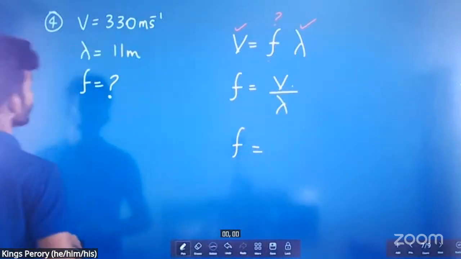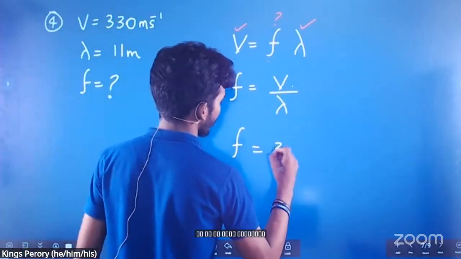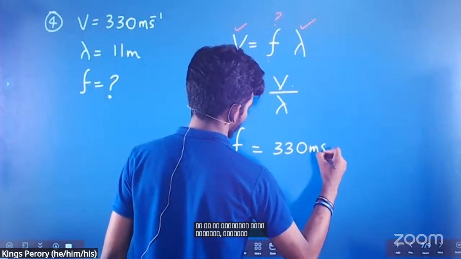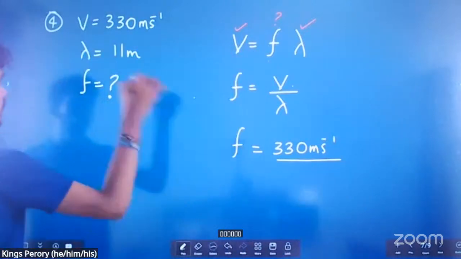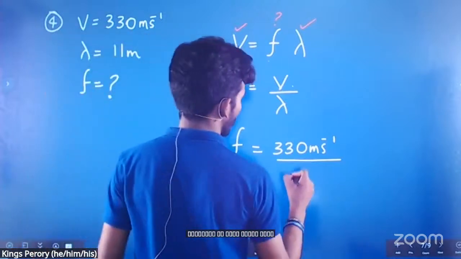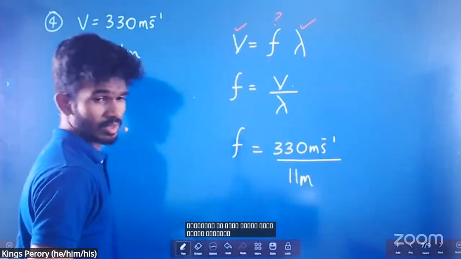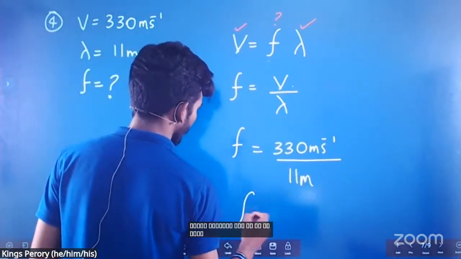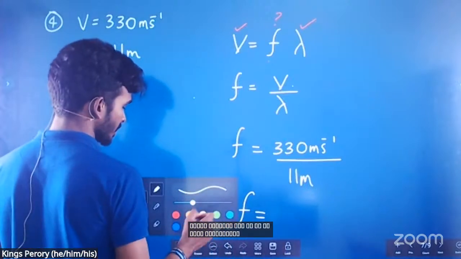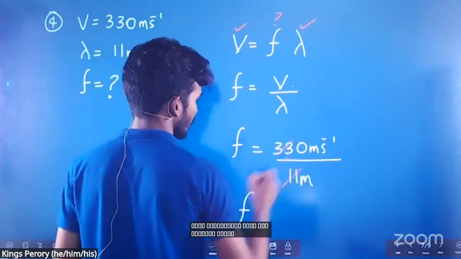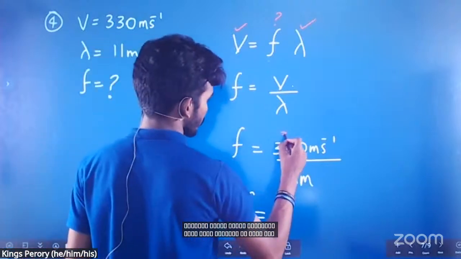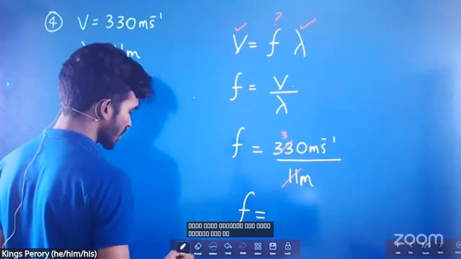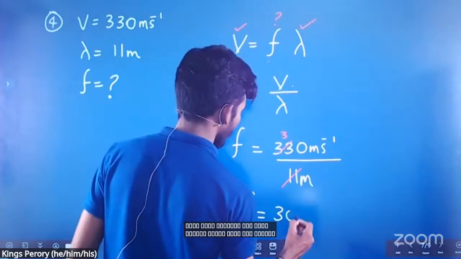V is 330 meters per second divided by lambda, 11 meters. When you do the math, 11 and 33 get cancelled off, 3 times. That 0 is remaining. 30 Hertz.